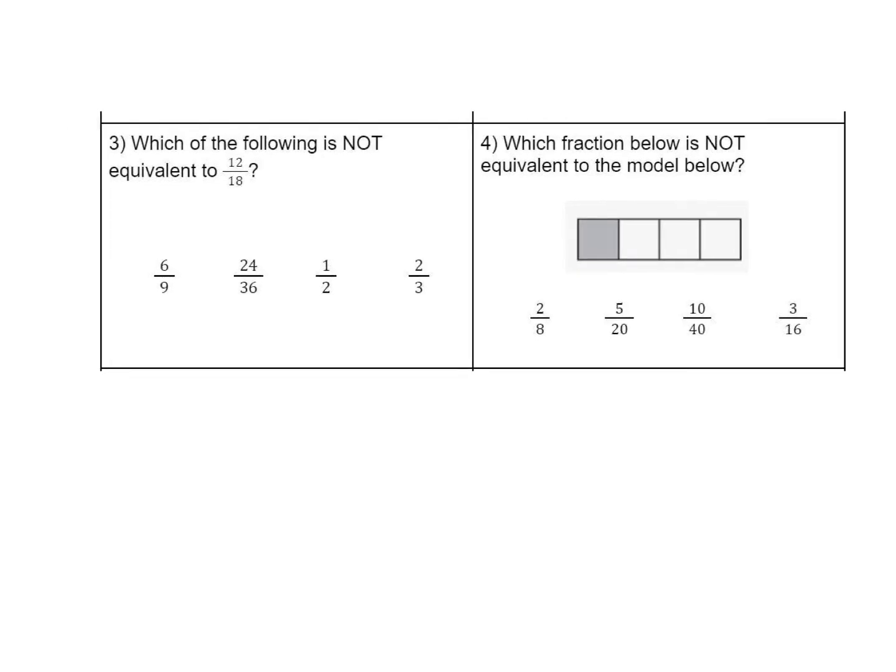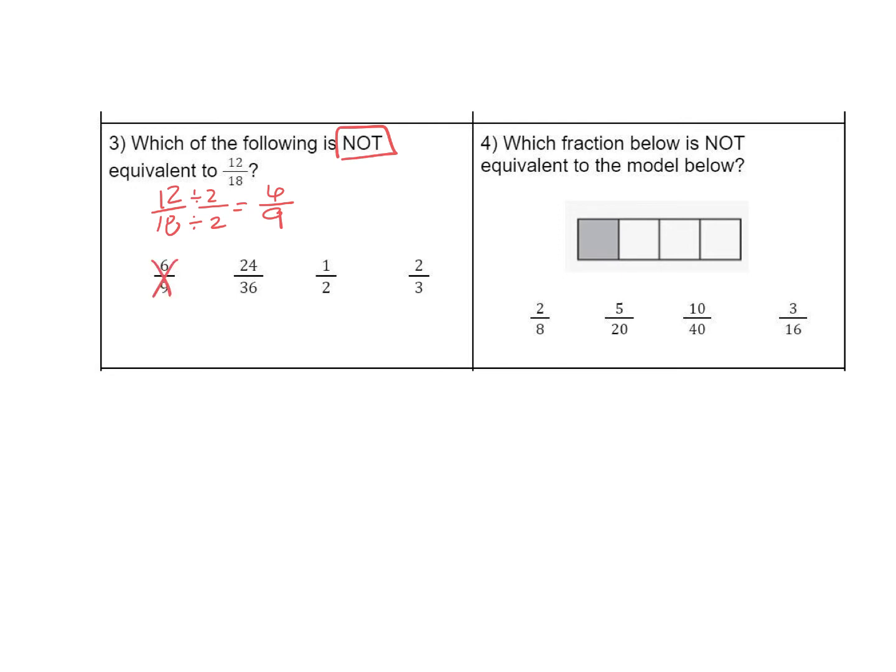Number 3, which of the following is not equivalent to 12/18ths? Okay. So, I'm going to say 12/18ths, and I'm going to divide it by 2. Whatever I do to the top, I have to do to the bottom. Whatever I do to the bottom, I have to do to the top. 12 divided by 2 is 6. 18 divided by 2 is 9. We want the one that's not equivalent, so 6/9 is equivalent.